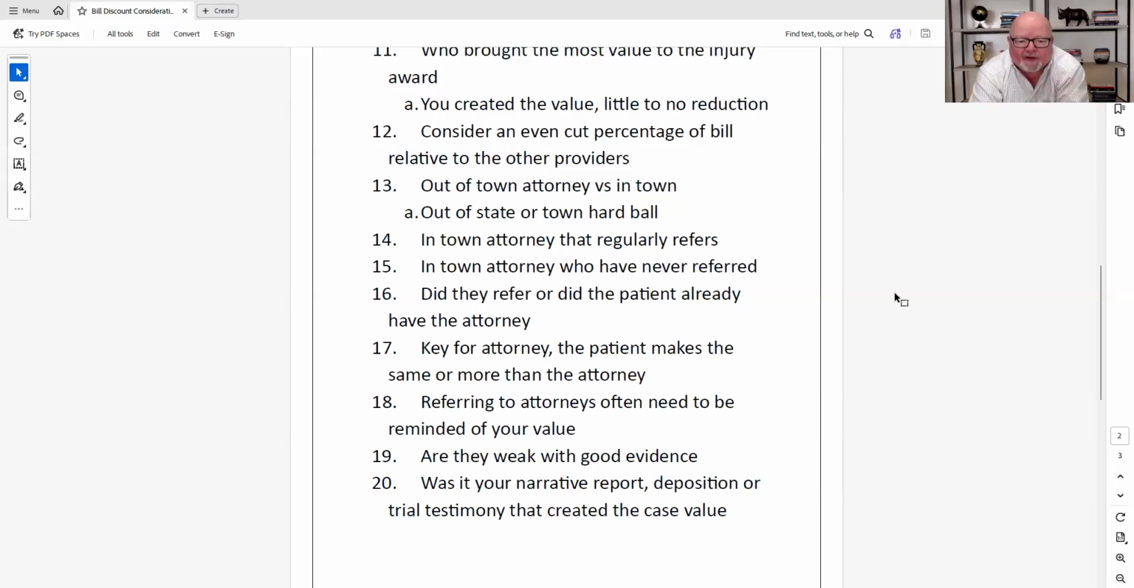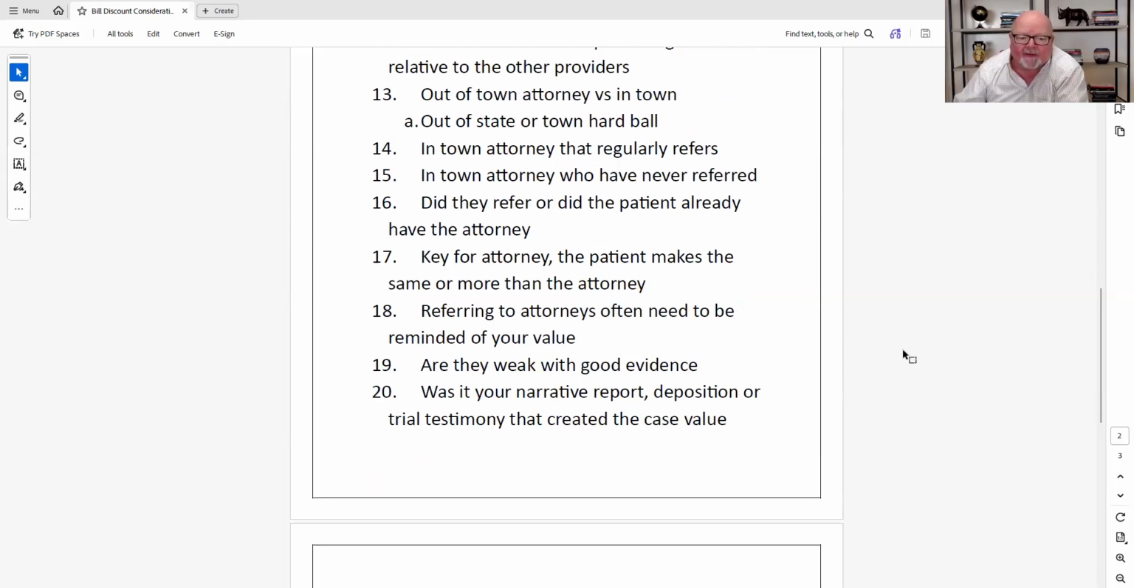Referring attorneys often need to be reminded of the value, so just be aware of that. If you have an attorney that you did the presentation to, and they're trying to cut your bill, they need to be reminded of the value. Are they weak with good evidence?